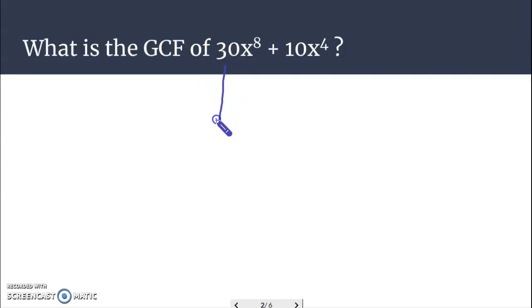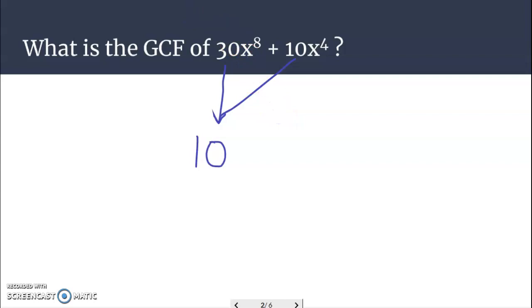First, start off with the numbers. When you find the greatest common factor between two numbers, basically you're asking what's the largest number that divides evenly into both numbers. We've got a 30 and a 10. A good practice is to start with the lowest number and ask yourself, does the lowest number go into the larger number? And in this case, yes, it does. If it does, then that number will be part of the GCF. In this case, 10. 10 goes into itself one time, 10 goes into 30 three times.